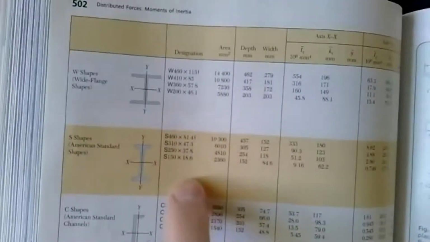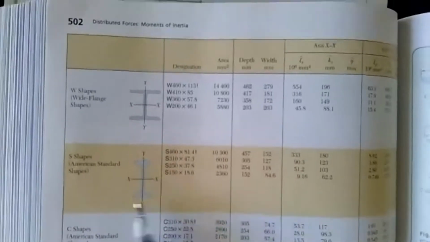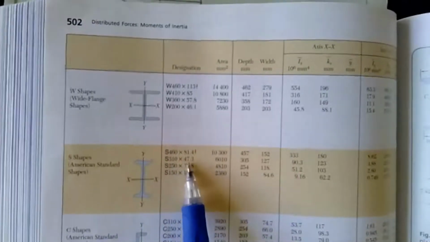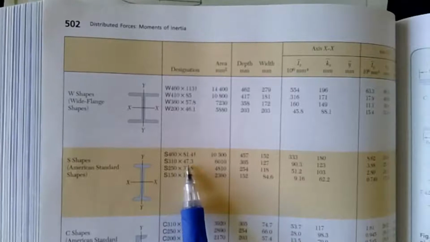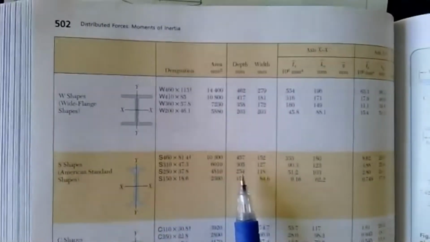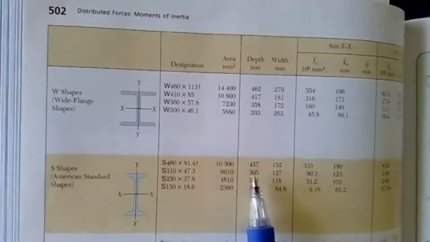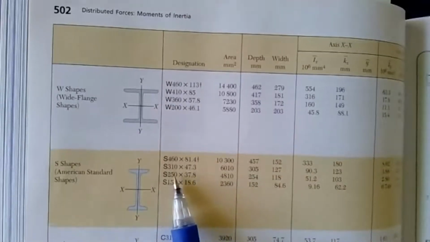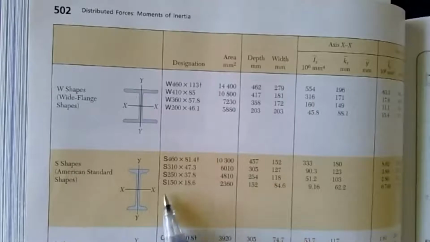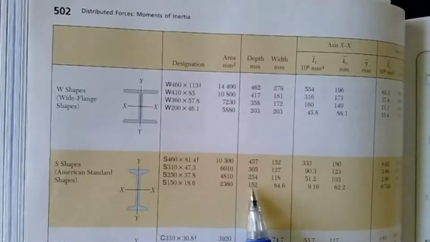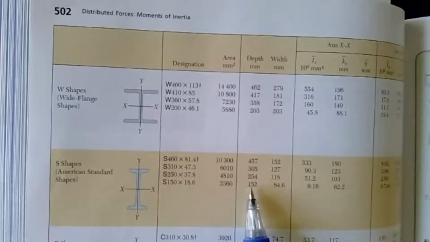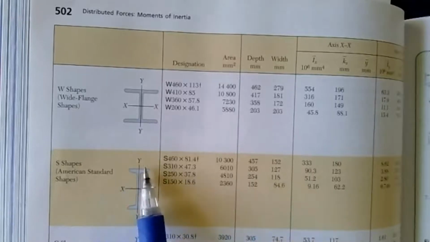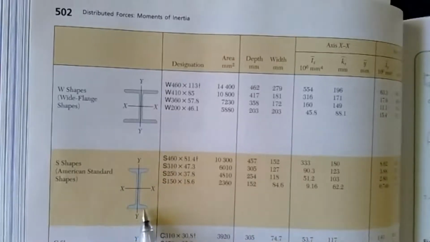So here we have the S310 by 47.3. So we look at the depth. Notice that the depth is 305, so it's not exactly 310. Just like the next one down says S250, it's 254. This is 150, it's actually 152. So again, there's a variation. So the depth again is the height from the top to the bottom.